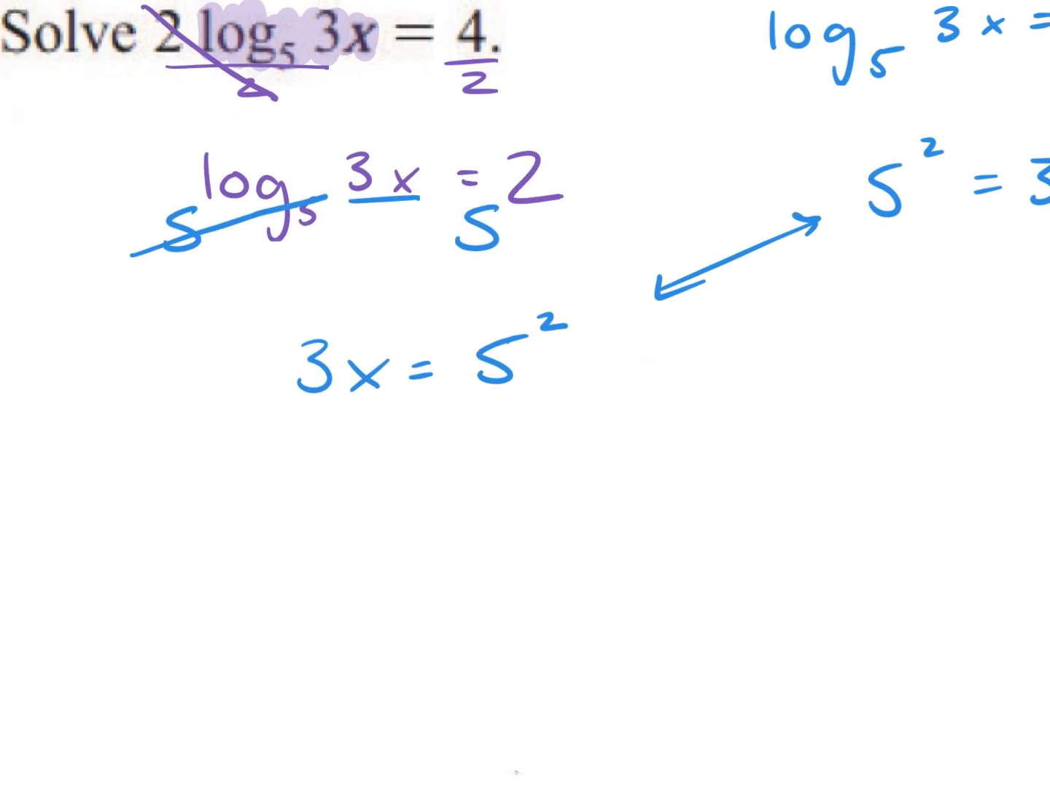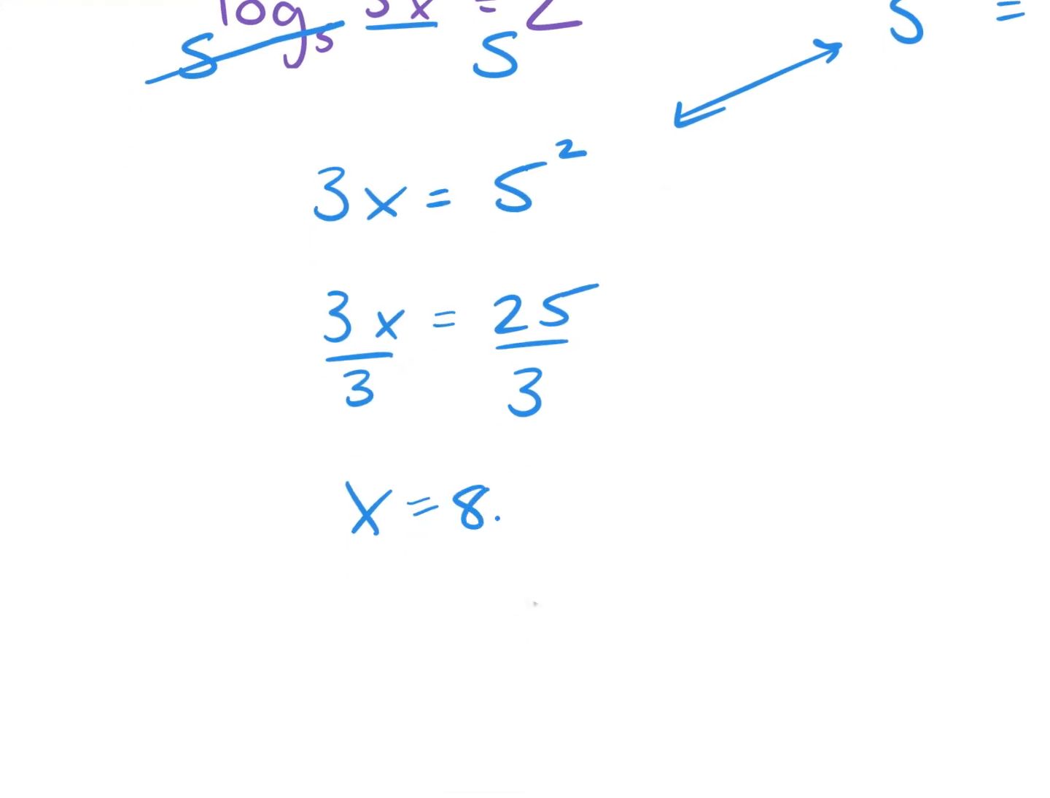Then from here, we have 3x equals 25. What's the last step? Divide by 3. So 25 divided by 3. We get 8.333.